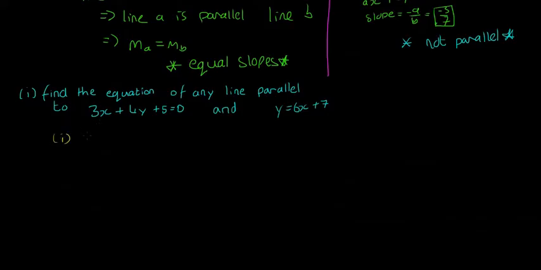So part 1, we're going to do this one here: 3x plus 4y plus 5 is equal to 0. The slope of this line is going to be equal to minus 3 over 4, because it's minus a over b. Any line parallel to this is also going to have the exact same slope. So the trick for this one, I'll do it in purple as the answer, is 3x plus 4y plus k is equal to 0.